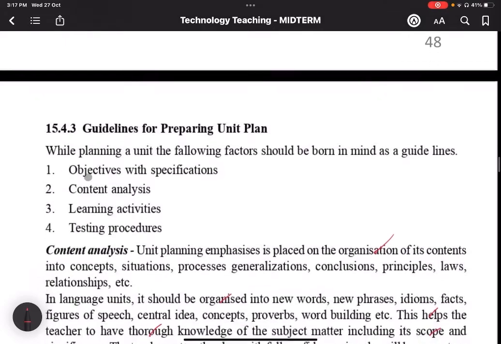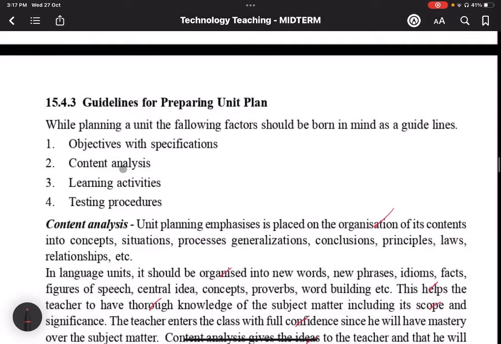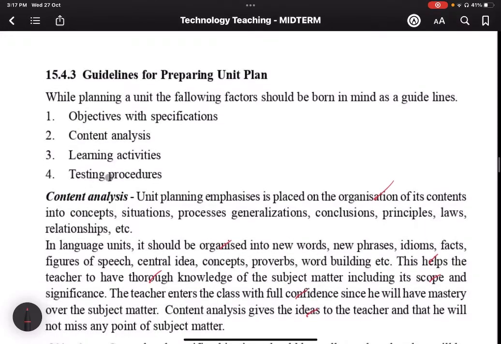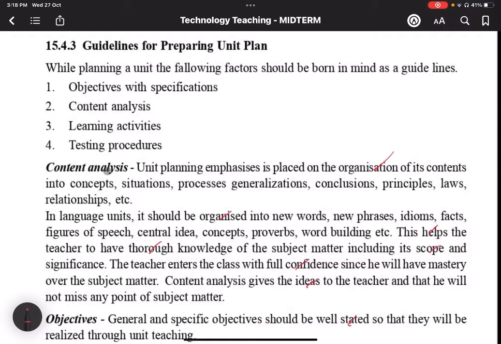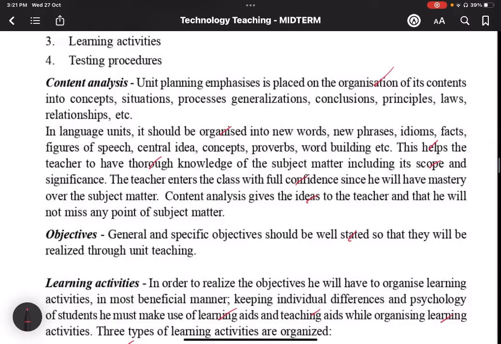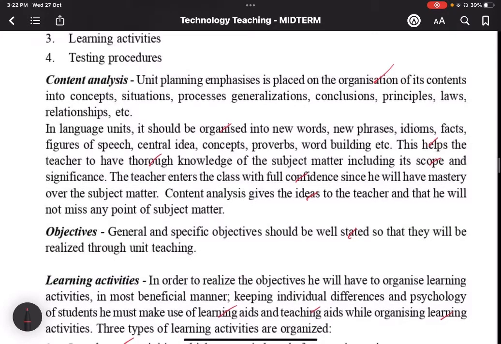Guidelines for preparing unit plan: we have objectives and specifications, content analysis, learning activities, testing procedures. Content analysis, syempre, bago natin gawin yung division of unit into subunits, we must analyze the content and it involves reading. Yan ang main trabaho ng teacher, magbasa. Kasama sa content analysis, habang ina-analyze mo yung content ng isang textbook na gusto mong ituro, no? I-lesson, i-include sa lesson plan, you must be mindful of your objectives.